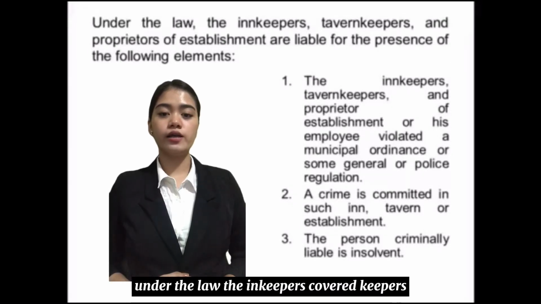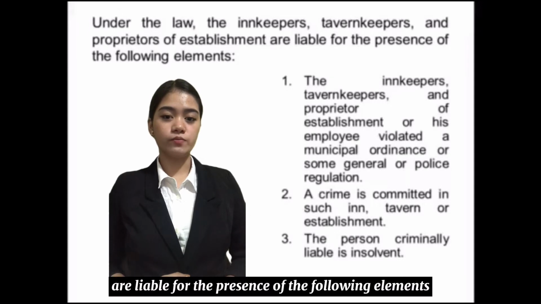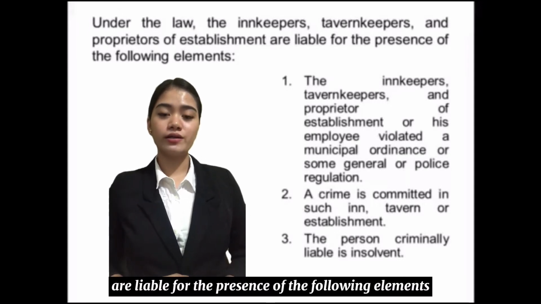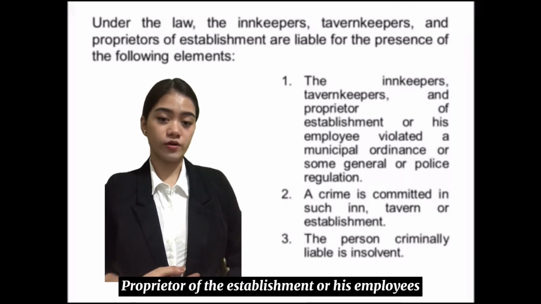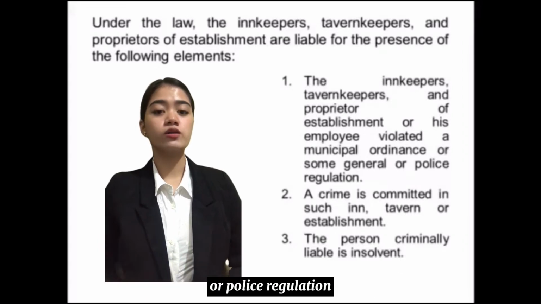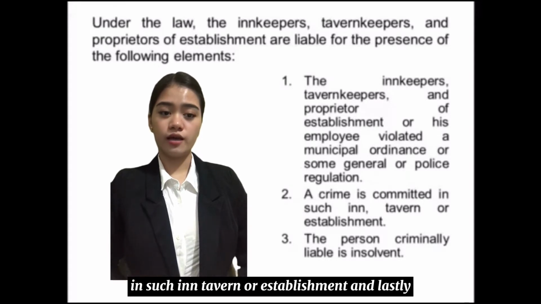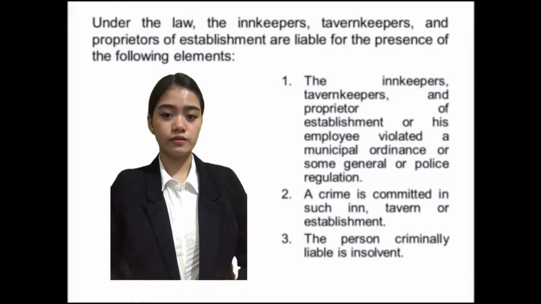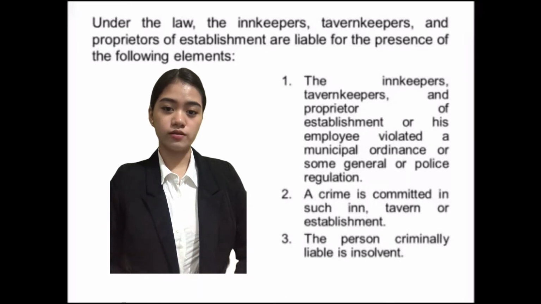Under the law, innkeepers, tavern keepers, and proprietors of establishments are liable in the presence of the following elements. The innkeeper, tavern keeper, proprietor of the establishment, or his employees violated a municipal ordinance or some general or police regulation; a crime was committed in such inn, tavern, or establishment; and lastly, the person criminally liable is insolvent.